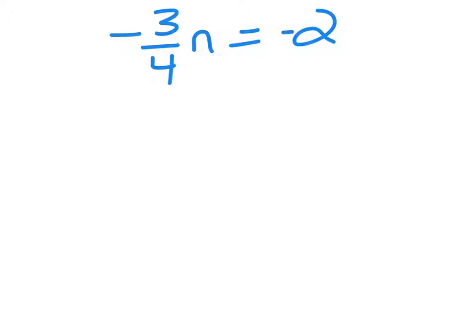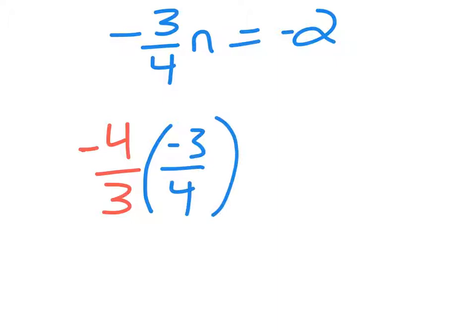Okay? So there's a rule that we need to remember, and I'm going to write a new line. I'm going to write it in red. Whenever we have to divide by a fraction, the rule is that we're going to flip the fraction upside down, and then we're going to multiply it. So I flipped it upside down, and we're going to multiply, and we have to do it to both sides.